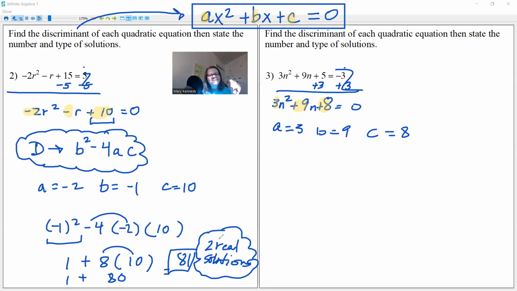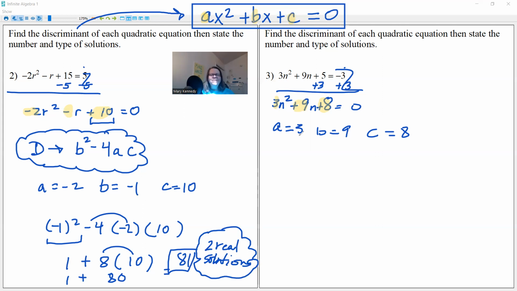If it's a positive number that you get, it doesn't matter if it's 1 or 100 or 1,000,000, it doesn't matter. If it's positive, then you're going to have two real solutions to this equation. You're going to have two answers when you use the quadratic formula or factor or complete the square, however you end up solving it. Okay, but that's another step for another day.